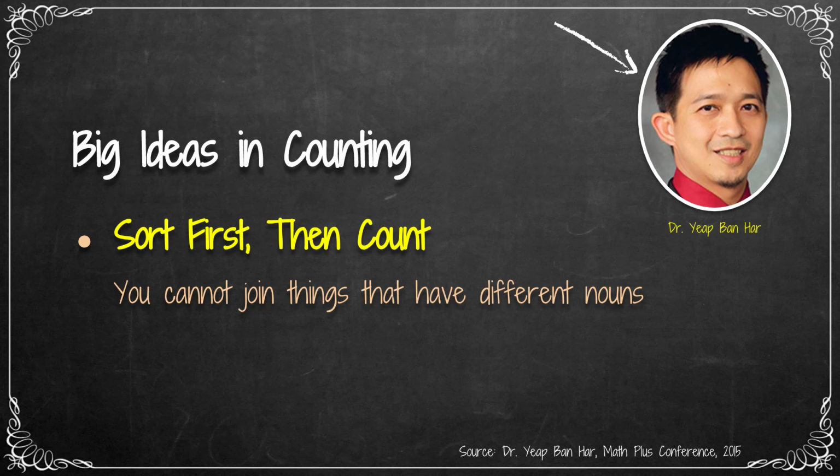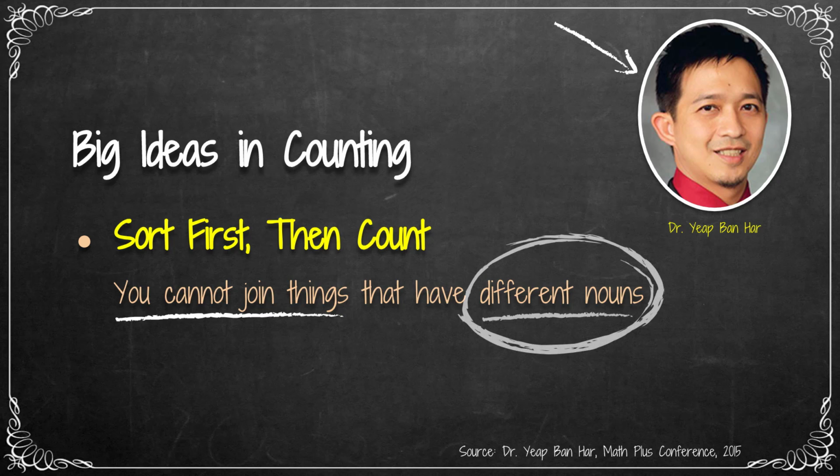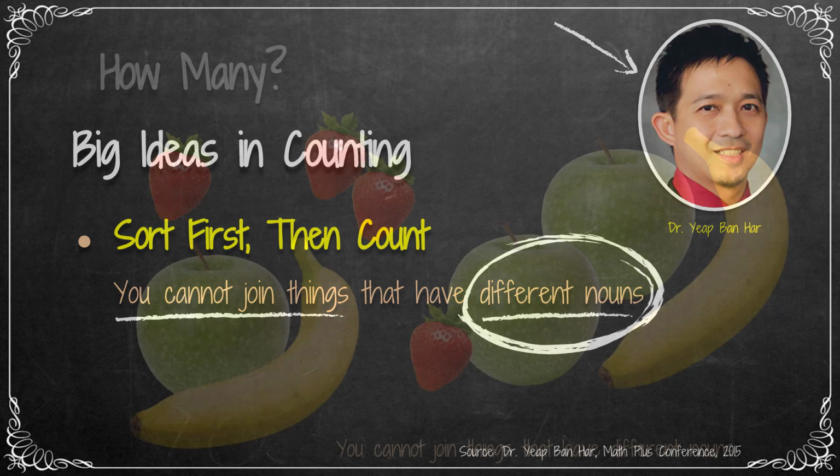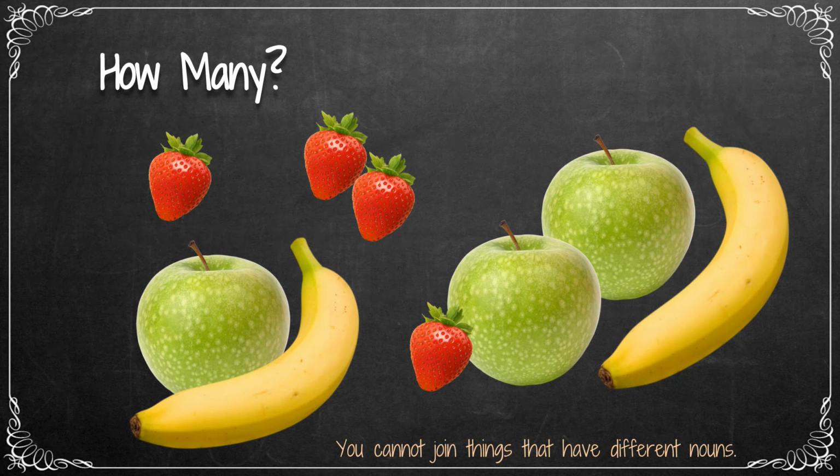Let's really look at this rule and reflect about what it means for a moment. You cannot join or add together things that have different nouns or are not the same. So let's start simple. Let's just count some things and apply the rule. So how many do you see here? Remember, you must sort first, then count, and you cannot join things that have different nouns.